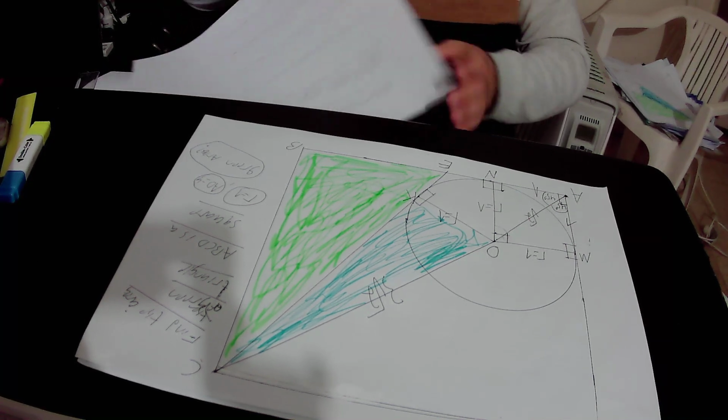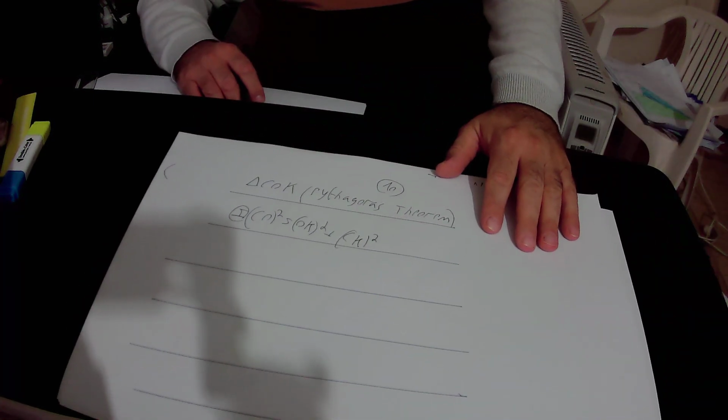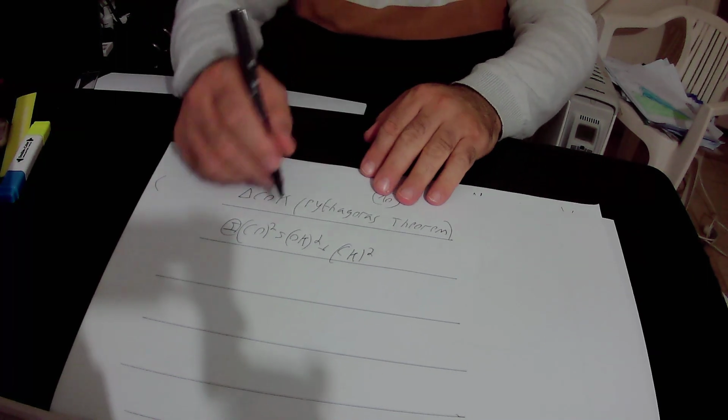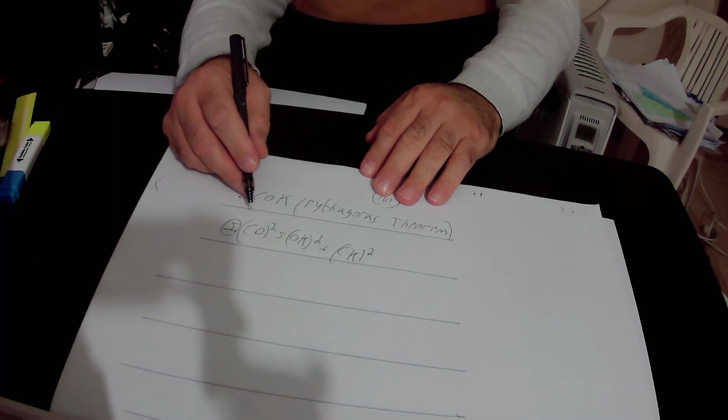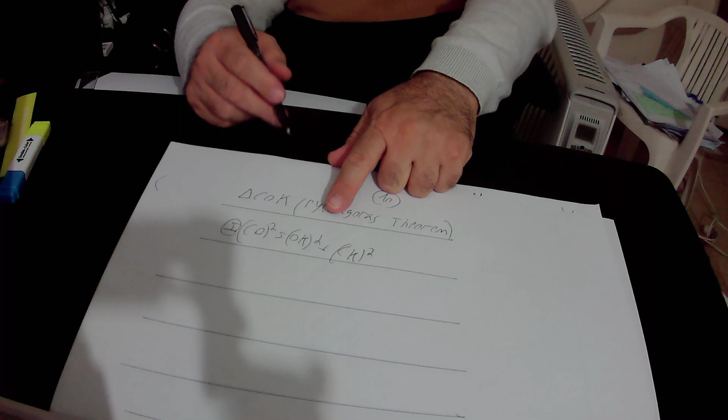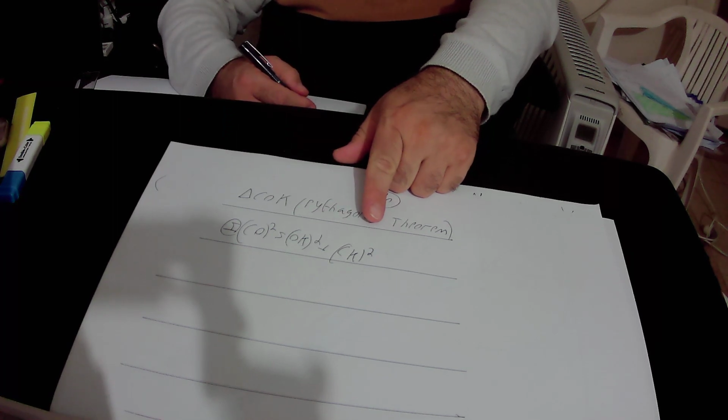CK square. I will repeat again. In the right triangle, triangle COK, according to the Pythagoras theorem, the square of the hypotenuse equals the sum of the squares of the perpendiculars. The hypotenuse is CO, so the square of the hypotenuse is CO square, and it equals the sum of the squares of the perpendiculars. That is to say, it equals OK square plus CK square. Okay?